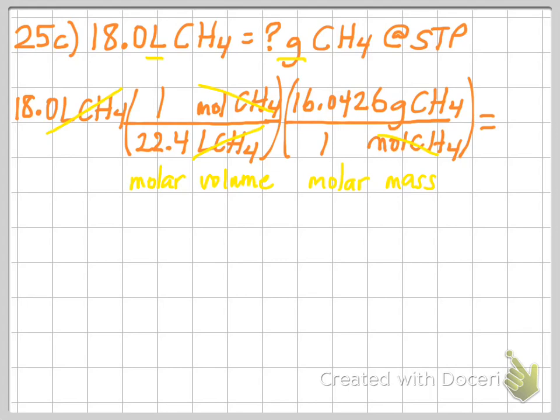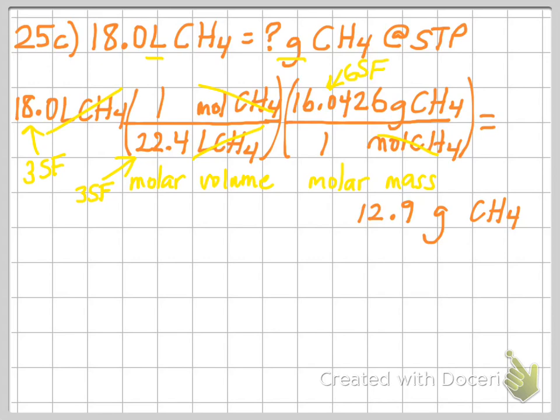Again, if I take a look at significant figures, this number here has 3 sig figs. This has 3 sig figs. And this one, the way I've written it, has 1, 2, 3, 4, 5, 6 sig figs. So my answer is limited by the 18.0, which is 3 significant figures. And so you should get an answer of 12.9 grams of methane.